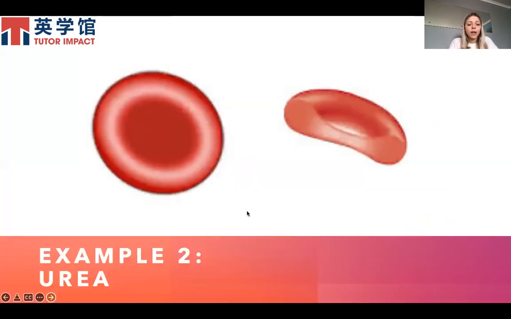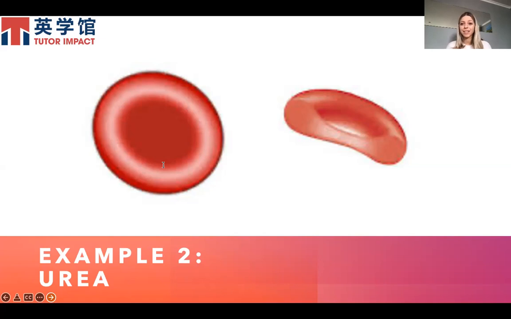Similarly, we have urea. Urea is another waste product, and this also diffuses from the liver cells into the blood plasma via diffusion. And from there, it's then carried to the kidney to be excreted. So urea, we have to get rid of it because it's a waste product. It moves from the liver cells in your liver, and then it moves into the blood plasma where it's carried to the kidney for excretion. And again, diffusion just facilitates these processes, facilitates the movement from the liver cells to the blood plasma, and then eventually from the blood plasma to the kidney.